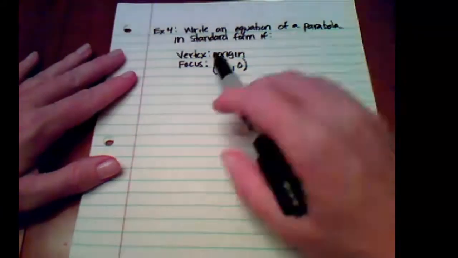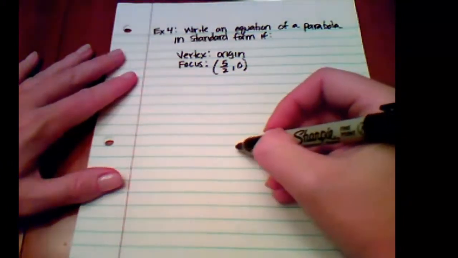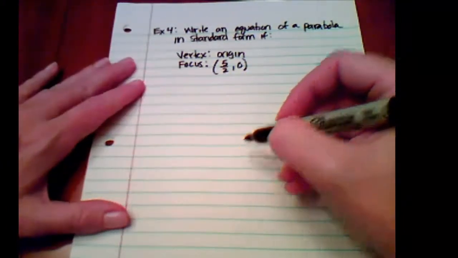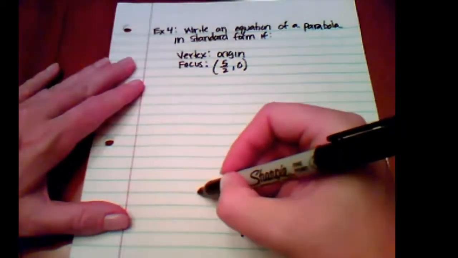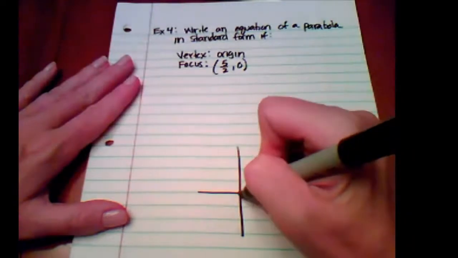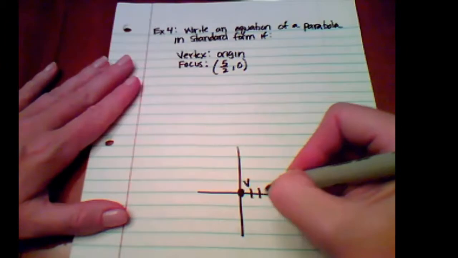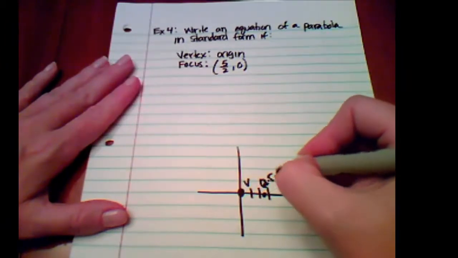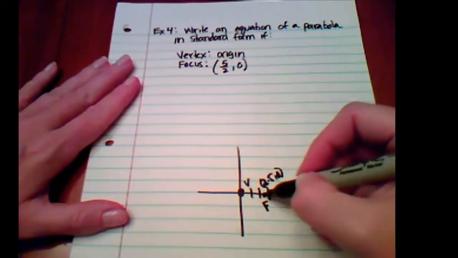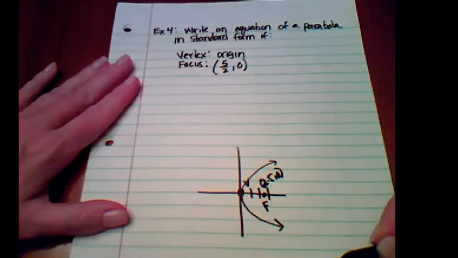For example 4, we're going to write an equation of a parabola in standard form if you're given that the vertex is the origin and the focus is (5/2, 0). So some of you might be able to do this without a sketch, but I tend to sketch because if I can see what's going on, I don't need to memorize, and I can just use logic to figure out what's happening. So my vertex is the origin, and my focus is (5/2, 0), so that's 2.5, 0. Well, we know that the focus has to lie on the inside of the parabola, so this means that the parabola has to be opening up to the right.